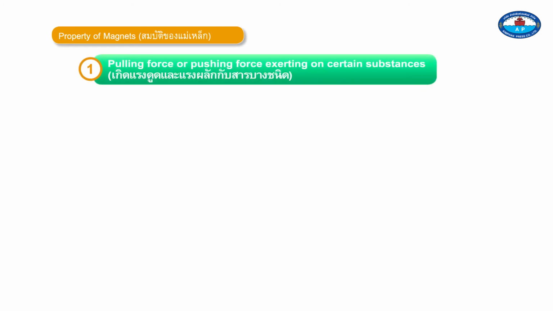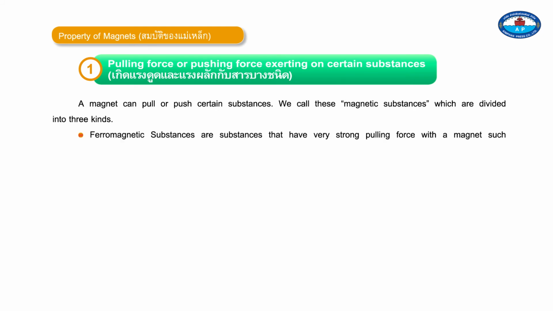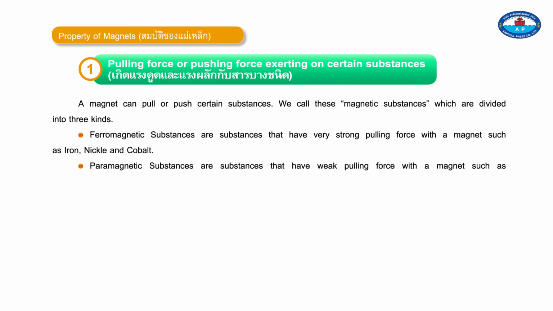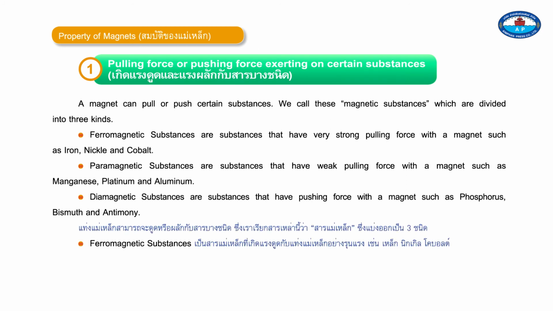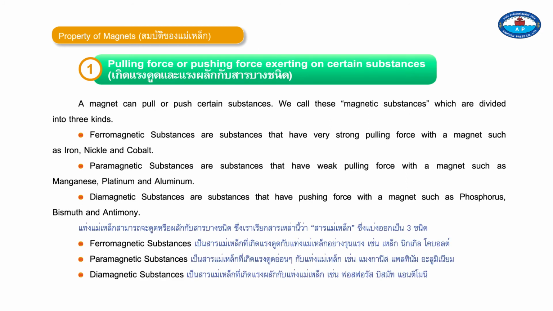Property of magnets. 1. Pulling force or pushing force exerting on certain substances. A magnet can pull or push certain substances. We call these magnetic substances, which are divided into three kinds. Ferromagnetic substances are substances that have very strong pulling force with a magnet, such as iron, nickel, and cobalt.